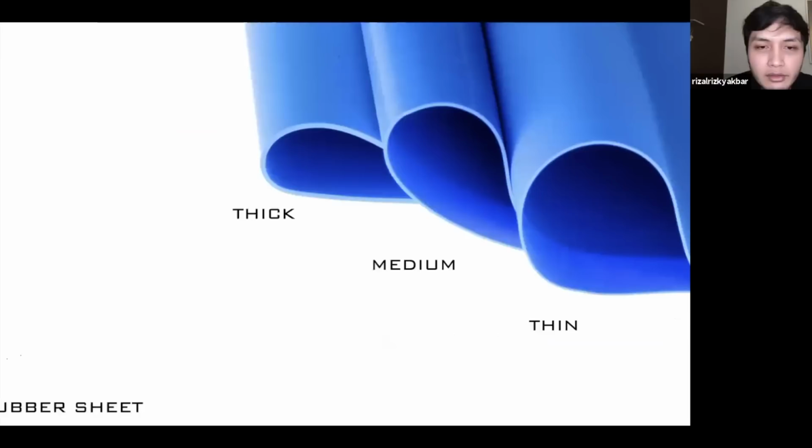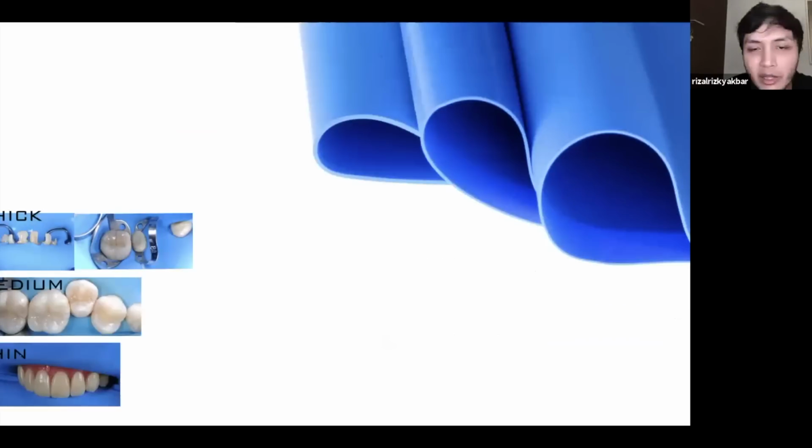So rubber dam comes in different thicknesses: thick, medium, and thin. But I suggest you use the medium. Medium can be used for the posterior or for the anterior. The thick one has better grip, and its function is really good to retract more. But if you use it for the posterior, such as a wisdom tooth or second molar, it is really hard to use. So for me, the best one is medium. Medium can be used for anterior or posterior.